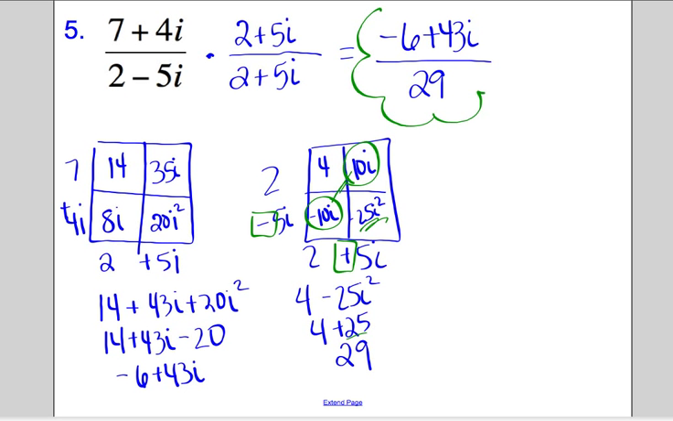So notice when we're dividing complex numbers, we're really just trying to get the i out of the bottom by multiplying the top and the bottom by the conjugate.